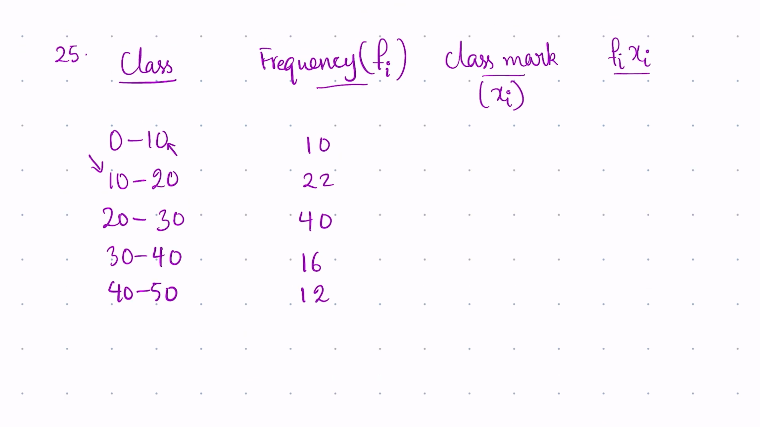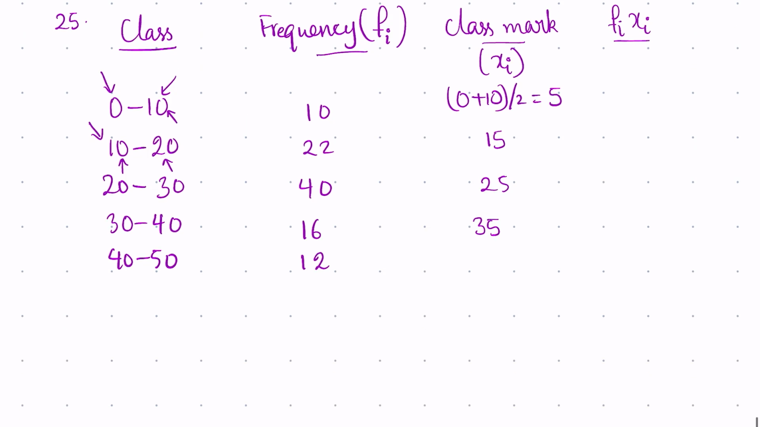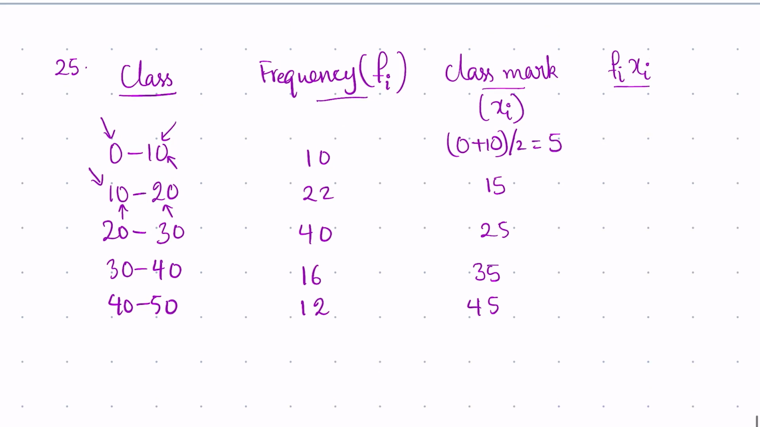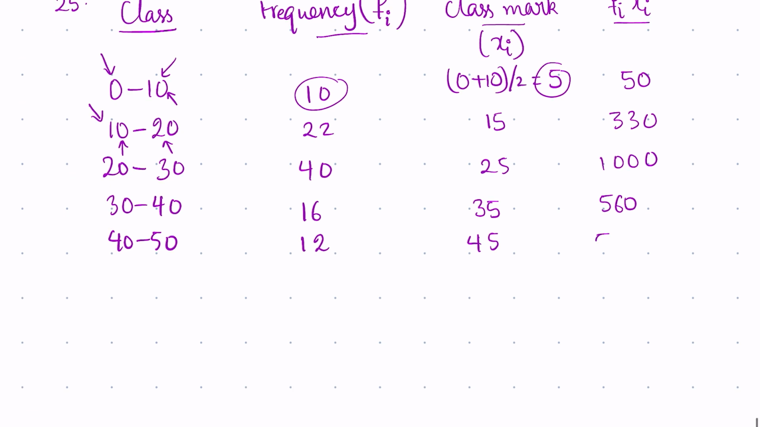Class mark is nothing but this plus this divided by 2. So 0 plus 10 divided by 2, which is nothing but 5. Similarly, 20 plus 10 divided by 2 is nothing but 15. 25, 35, and so on. That's our xi. Fi xi means this multiplied by this. So we get 50, 330, 1000, then 560, and 540.